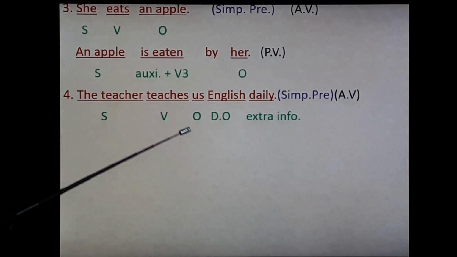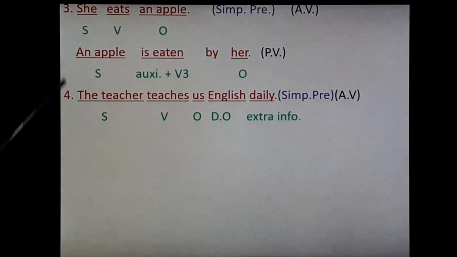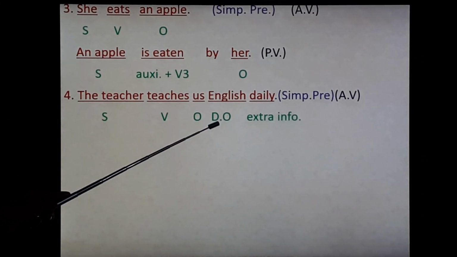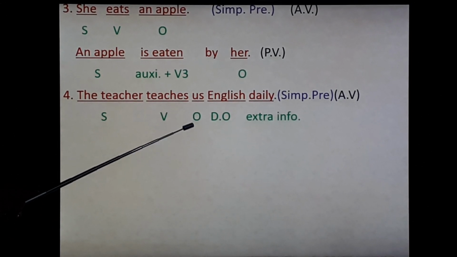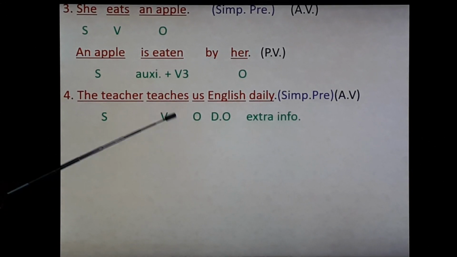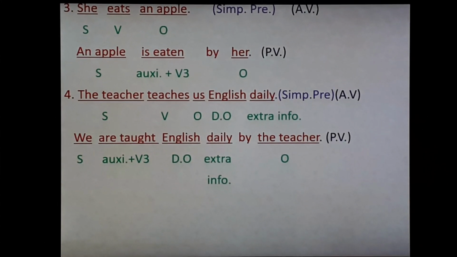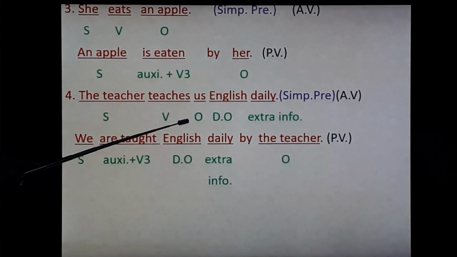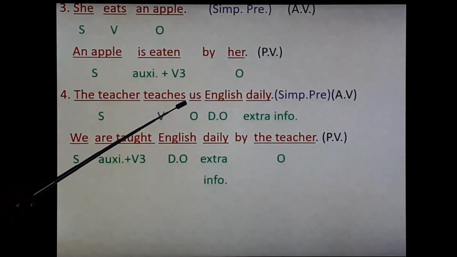Okay. How to identify indirect object and direct object? Direct object means the person or thing that receives action directly. So that is called direct object. Here English, that is direct object, and us, that is indirect object. How to turn this kind of sentence into passive, that we will see. Okay, first of all we will turn this object. Here the teacher teaches us English daily. We will take this one, us.